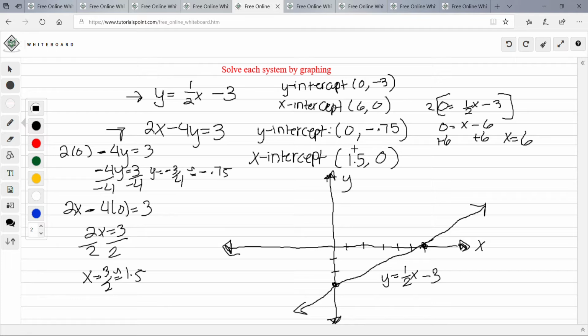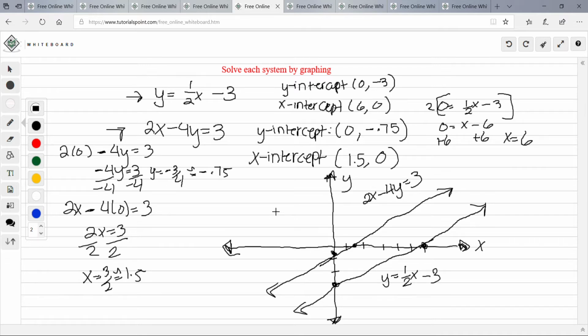And then let's plot this one. So negative 0.5 is right about here. It's really close to -1. And then 1.5 is about here. And as you can see, they are parallel. Yep, they are parallel. Okay, so this is going to be 2x minus 4y equals 3.